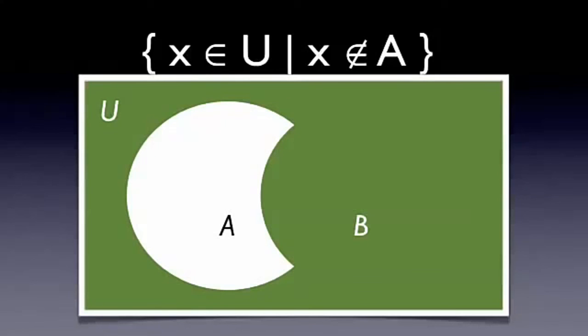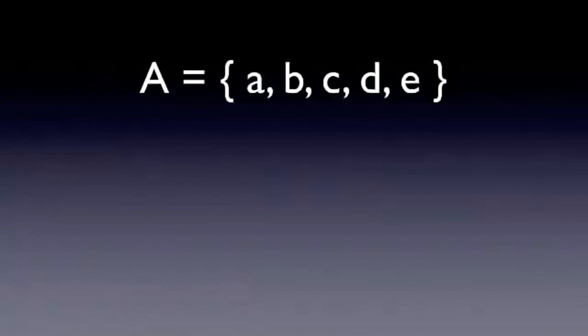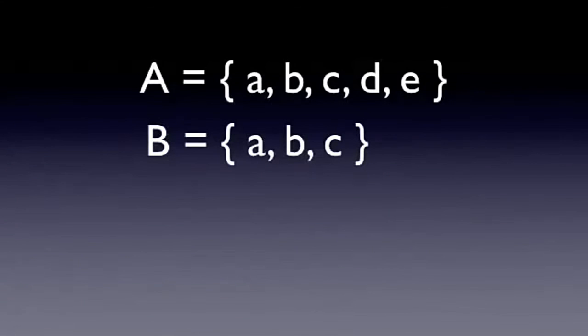Now, what if we want to define only a portion of a set, such as a subset? Let's define two sets, A and B. In this case, we can see that set B is a subset of set A, and we can notate that like this. Since B is a subset of A, but is not completely equal to A, we say that B is a proper subset of A.